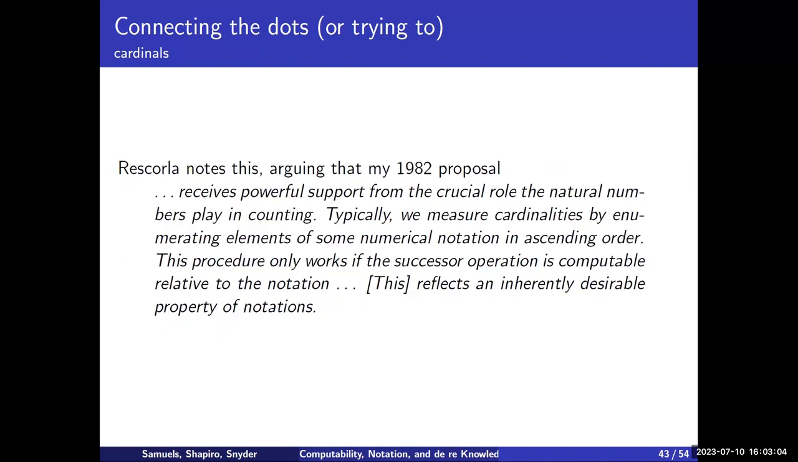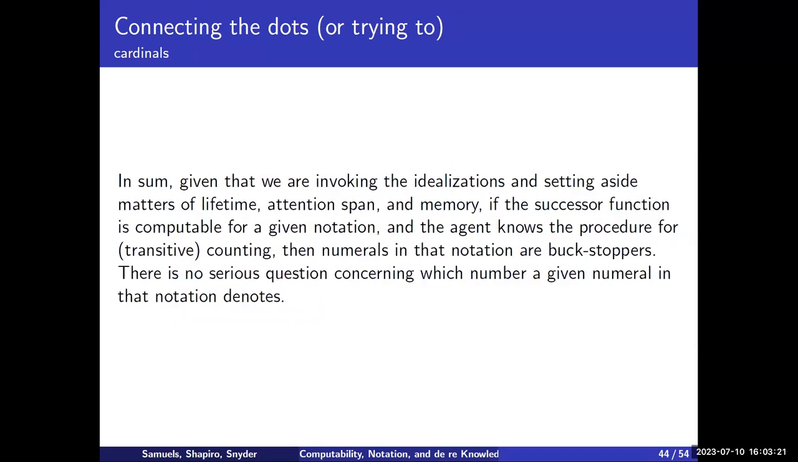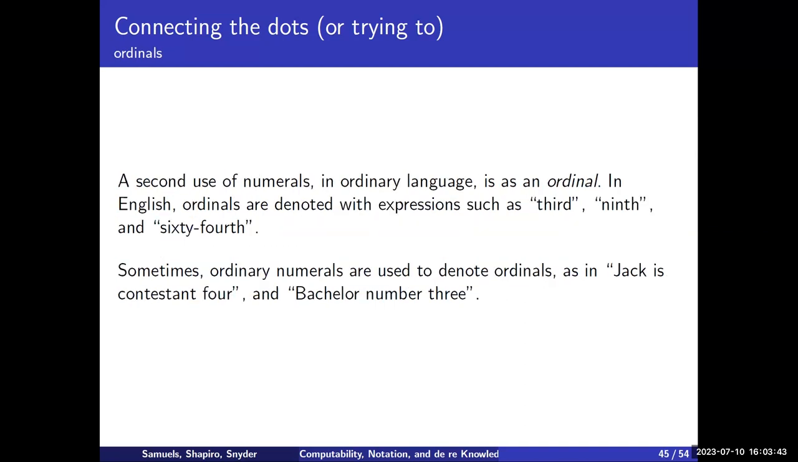Rescorla notes this, noting that my 1984 proposal receives powerful support. Again, I won't finish the quote. He notes that it receives support from the crucial role of the natural numbers in counting. And again, that's because of the successor function, or the successor relation, rather. In sum, given that we're invoking the idealizations and setting aside matters of lifetime, attention span, and memory, if the successor function is computable for a given notation and the agent knows the procedure for counting, then numerals in that notation are buck stoppers. There's no serious question concerning which number a given numeral in that notation denotes.